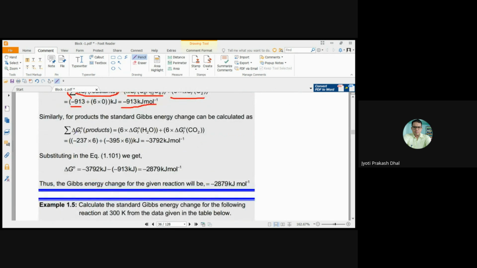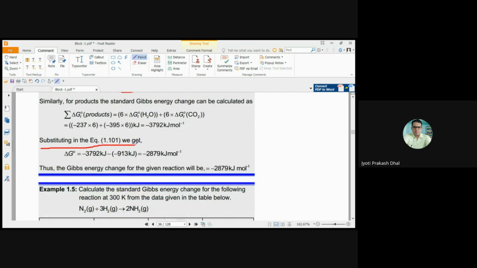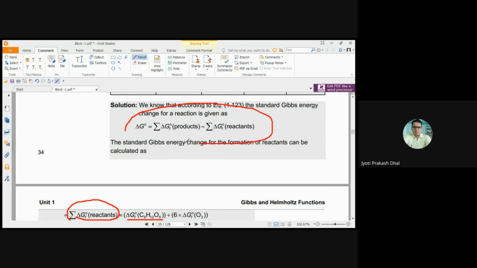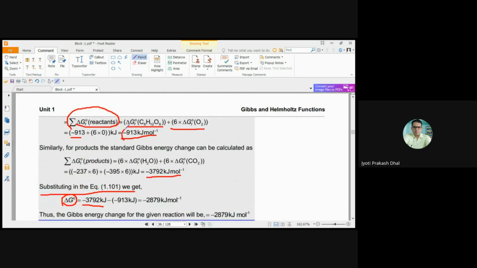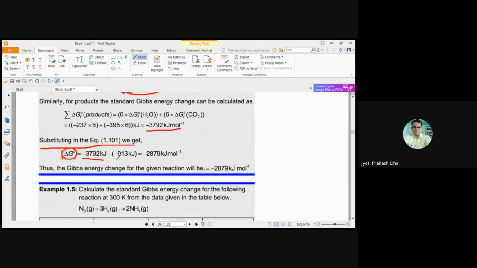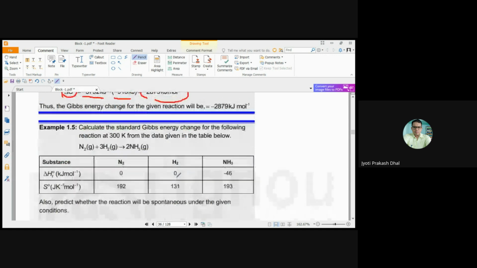And hence, substituting all the values in this equation, that means the summation of Gibbs energy of formation of products and of reactants, we can find the standard change for the reaction equals minus 3792 kilojoule per mole minus minus 913 kilojoule per mole, and that will become minus of minus, that will become plus, and this is the final value. And similar questions we can also solve from your material.